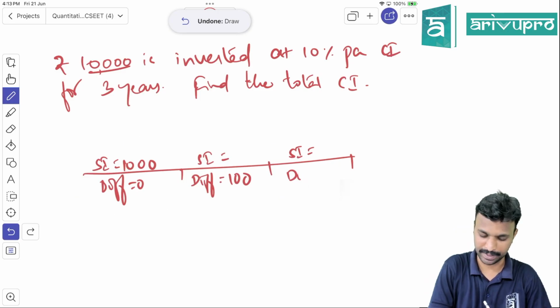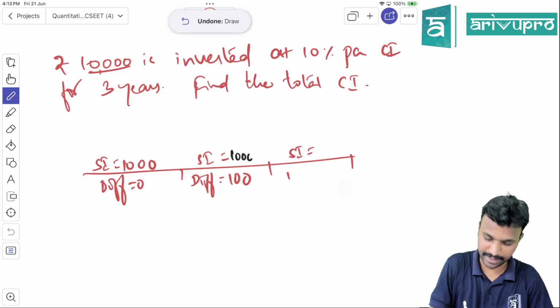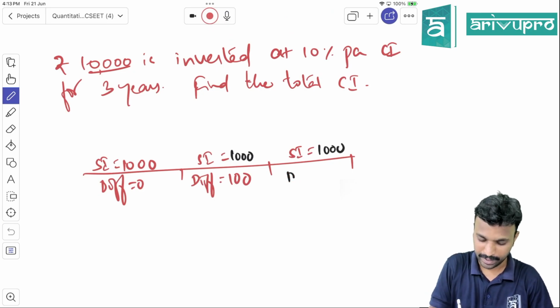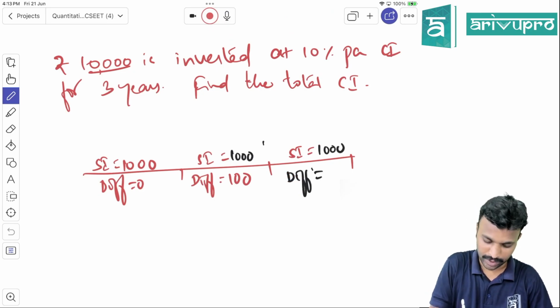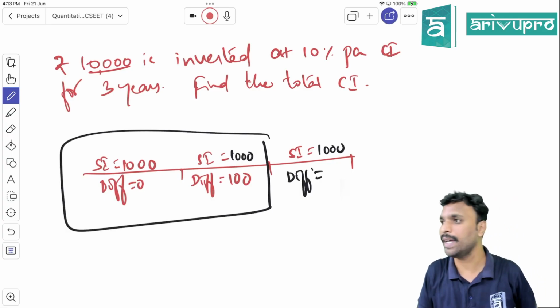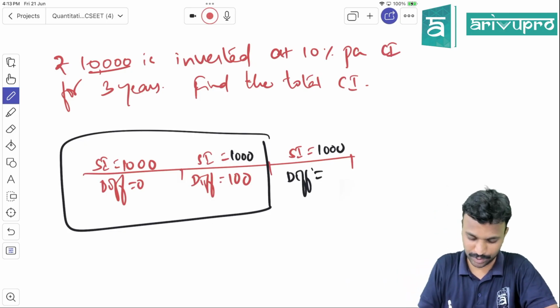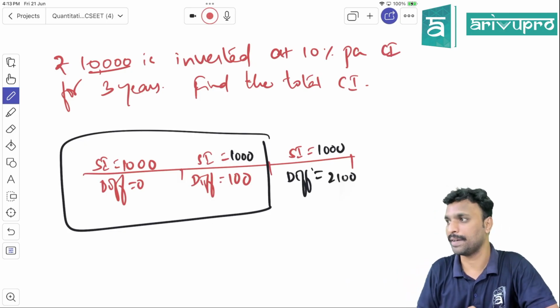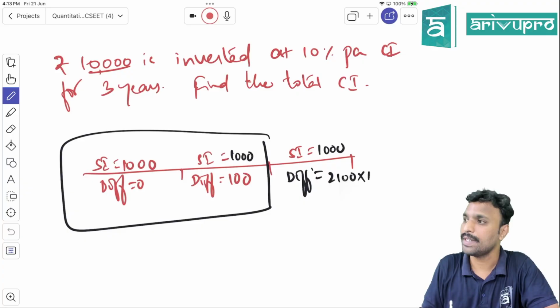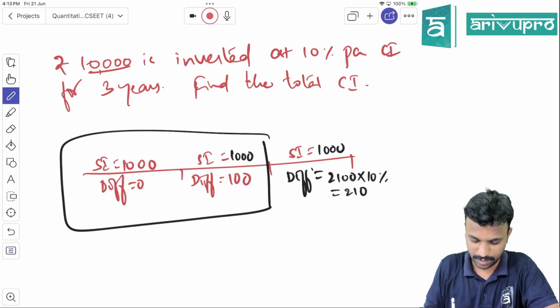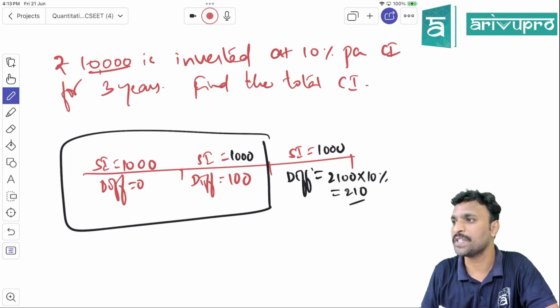First and second year SI is 1000 only, third year SI is also 1000 only. For the difference for the third year, to the left of the third year, whatever is there, 1000 plus 1000 plus 100 plus 0 is 2100. That value you take here, into the rate of interest, 10%. 2100 into 10% is 210. That's the difference for the third year.